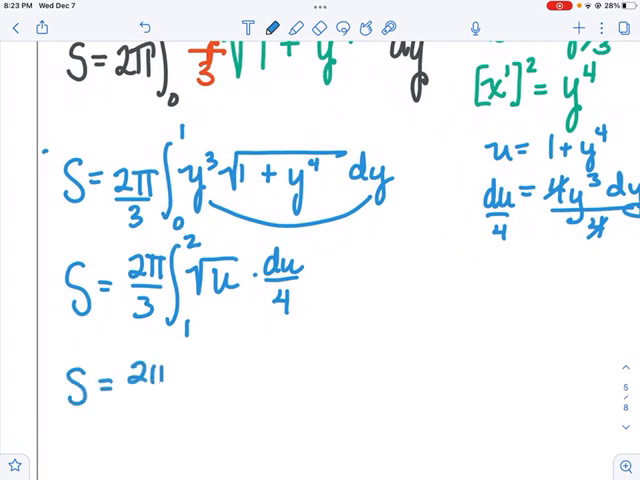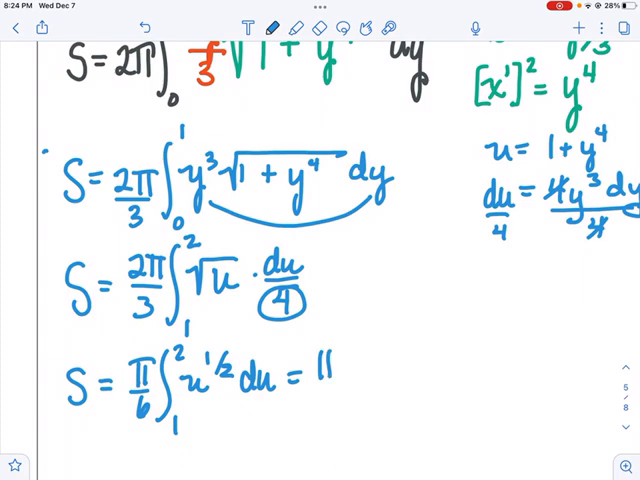So we're going to get 2 pi over 12 on the outs, 4 out there. So I'm going to make that pi over 6. So I get pi over 6. And then it's the integral of u to the 1/2 from 1 to 2. I could have probably just done that at this point. du. So it's pi over 6 times u to the 3/2 times 2 over 3/2, which is times 2/3. So u to the 3/2.